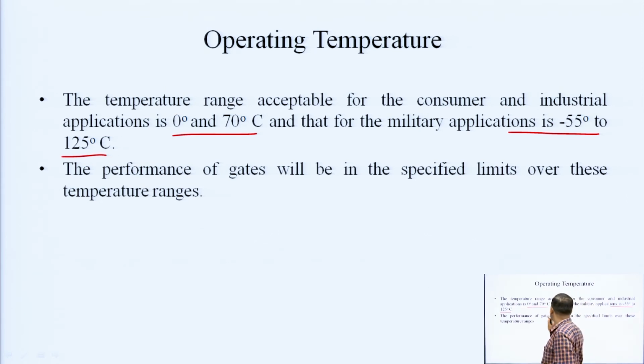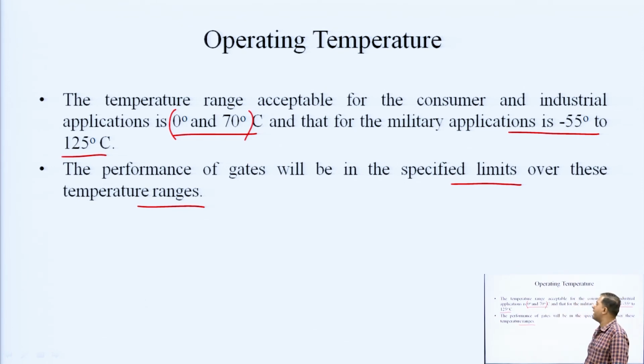The performance of gate will be in the specified limit over this temperature range. If the temperature goes beyond this limit, then overheating can be caused, and due to that the logic gates can be damaged. So, we always try to maintain this temperature band from 0 to 70 degree for industrial and consumer applications, and for military application it is between minus 55 degree to 125 degree centigrade.